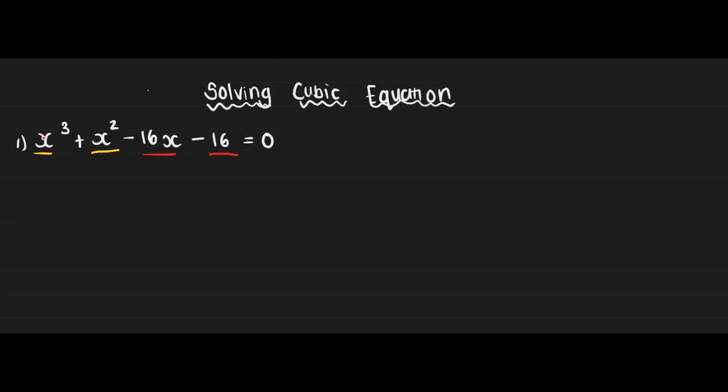If you divide these two coefficients together and you get the same value, then you can use grouping. So let's do that. The coefficient of x cubed is 1, so you're going to say 1 divided by the coefficient of x squared, which is 1. So 1 divided by 1 is going to give you 1. Then we check here. The coefficient of x is going to be 16. I'm just going to ignore the negative sign.